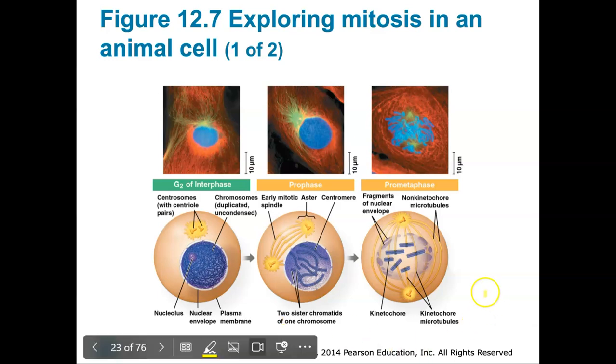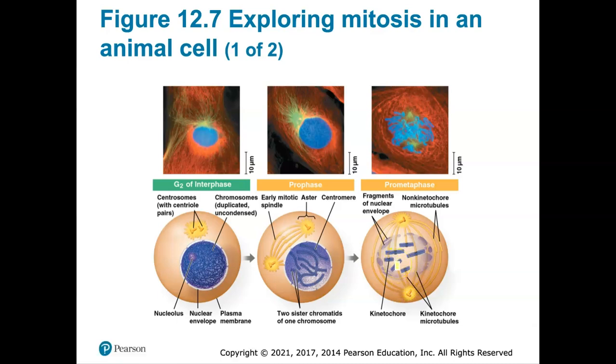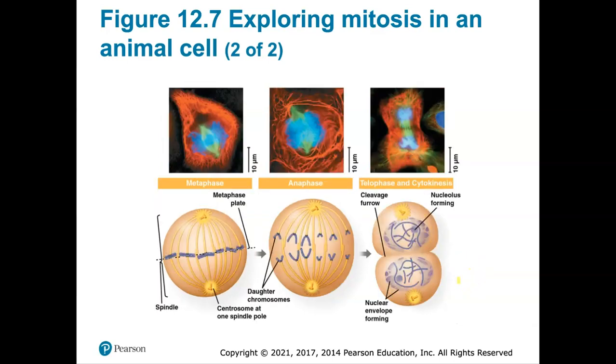Now, in prometaphase, only one thing happens. The spindle microtubules attach to the kinetochore, which is a little structure right there at the centromere of each chromosome, each duplicated chromosome. So it's just a little structure that the spindle microtubules can attach to. So the spindle fibers attach to the chromosomes in prometaphase.